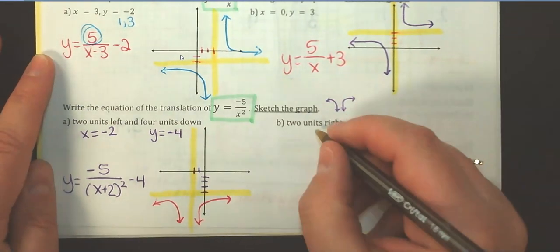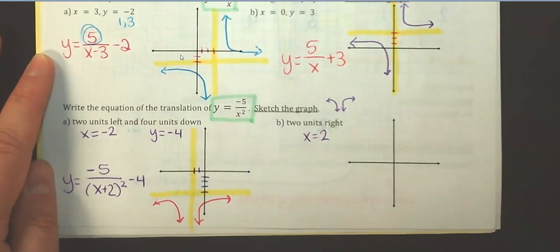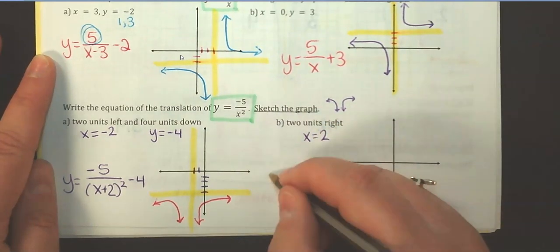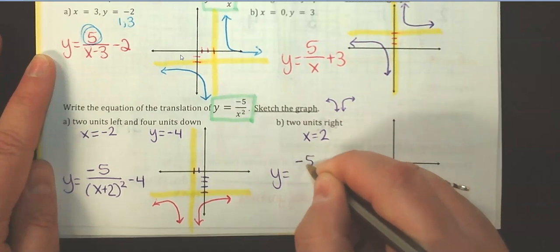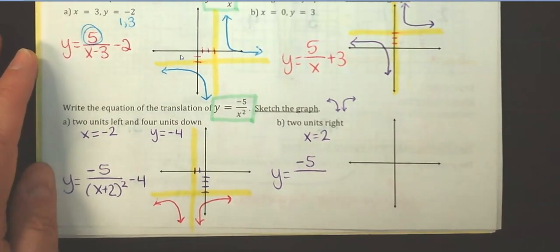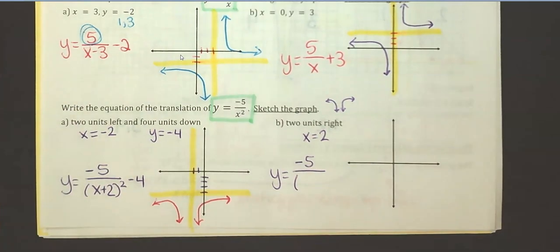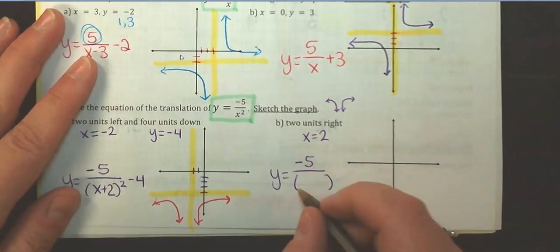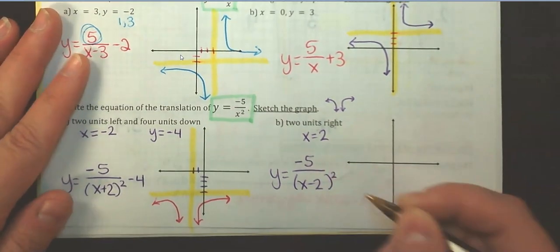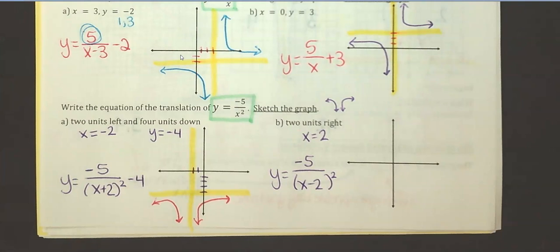This just says 2 units to the right, so that would be x equals 2 as the asymptote. So everything else, we're going to do negative 5 on the top. That was from the directions. And then if you've got an inverse squared, x squared on the bottom, just make the bottom a set of parentheses if you have to shift it. So it would be x minus 2 squared, and then it doesn't shift up or down on this graph, so nothing to the side.